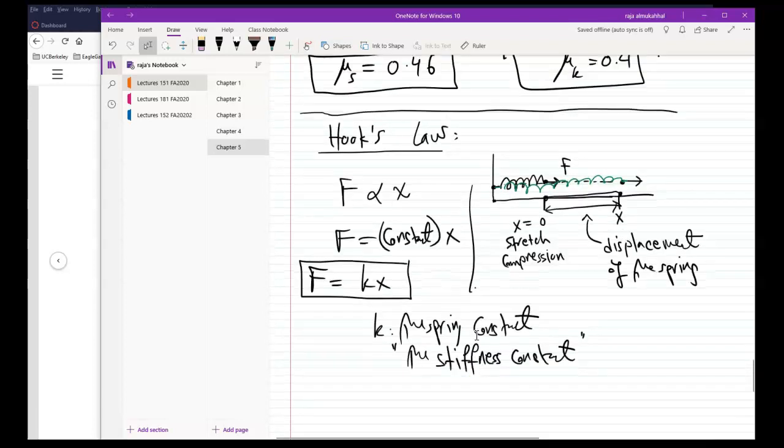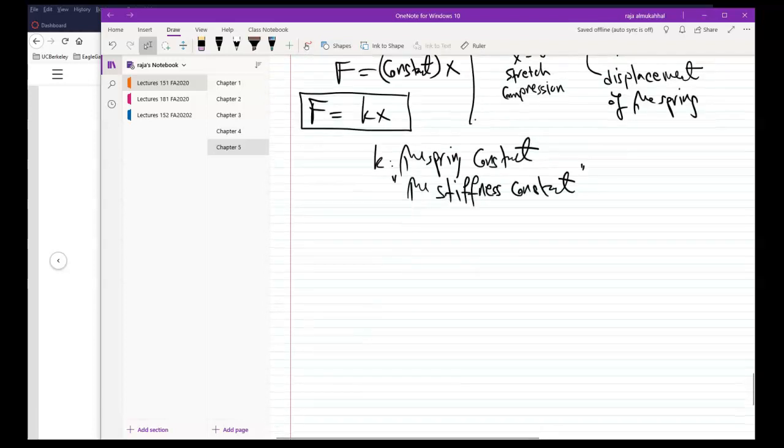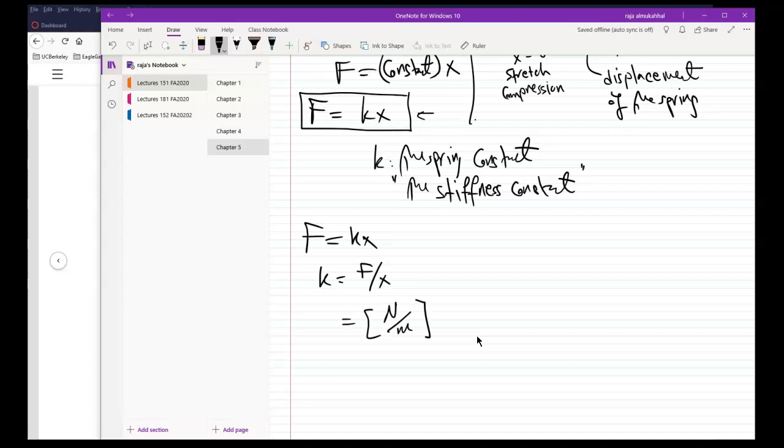So what is the unit of the stiffness? If we look at the equation F equals kx, k is force over x, the distance. So in terms of units, it's Newton per meter. See that? There it is. So this is the unit of the stiffness.